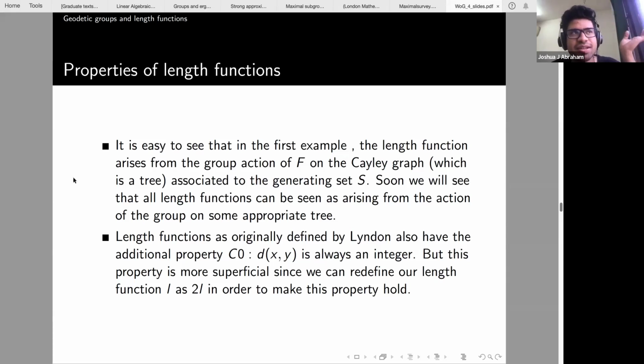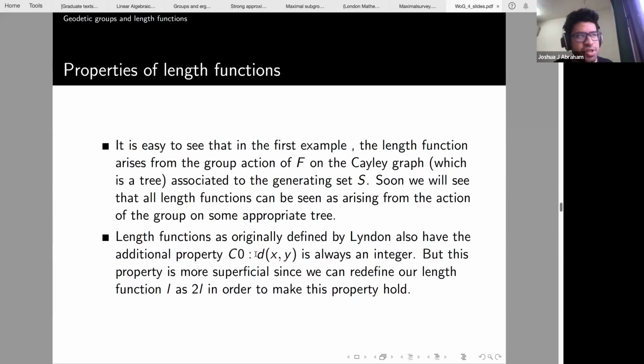It's just the group action of the free group on its Cayley graph, which is a tree. Just take the vertex to be identity, or really any vertex will do. So now we are going to require length functions to satisfy an additional property. Lyndon calls it the property C0. He insists that d of xy is always an integer.